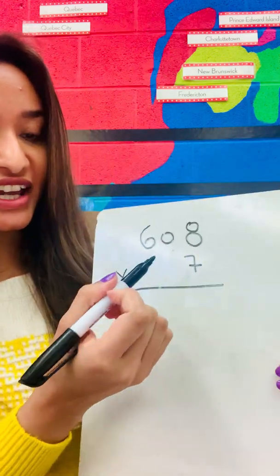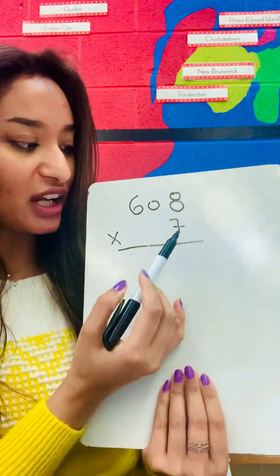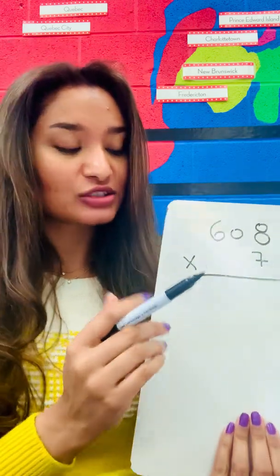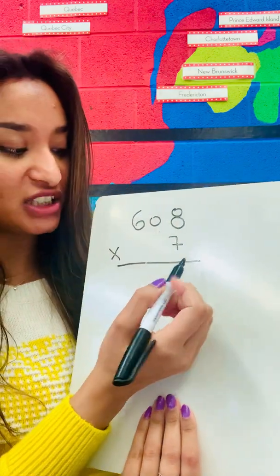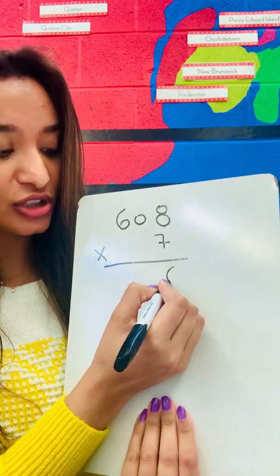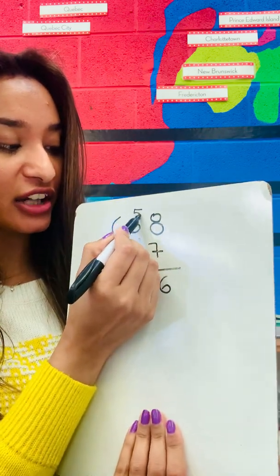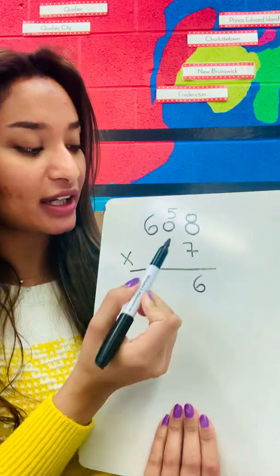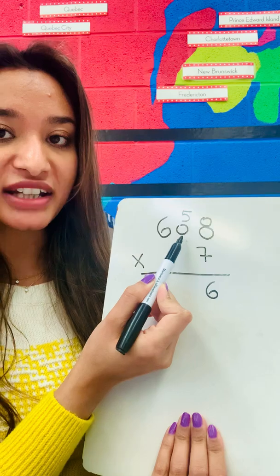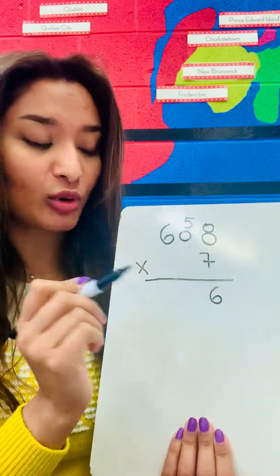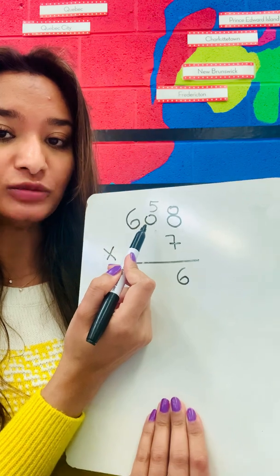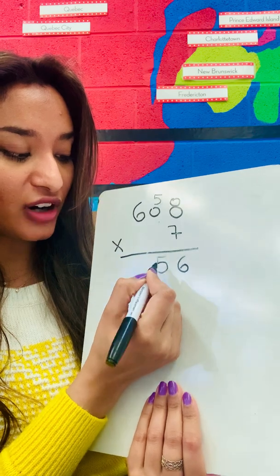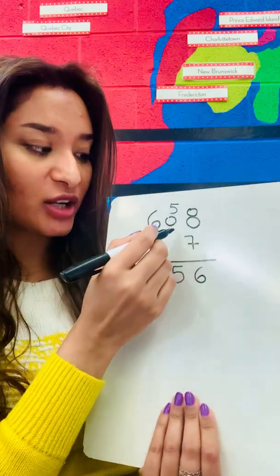Remember, we multiply our 7 to our ones first, then to our tens, then to our hundreds. 7 times 8 gives me 56. So I write my 6 here, and I carry my 5 at the top. Then I'm done with my ones. Now I need to multiply my 7 to my tens. It's a 0, but I still have to do it. 7 times 0 gives me 0, plus this 5, so I am left with 5. I'm done with my tens.